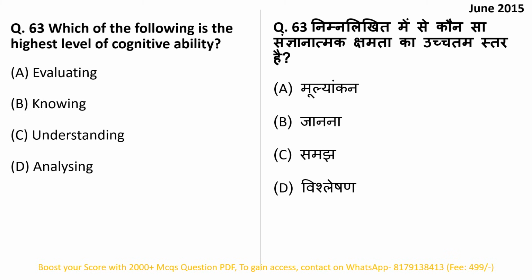Which of the following is the highest level of cognitive ability? Evaluation, knowing, understanding, or analyzing? The right answer here is option A, evaluation. Evaluation means to pass judgment, like on a statement or a novel or any report. So that is the highest level of cognitive ability.